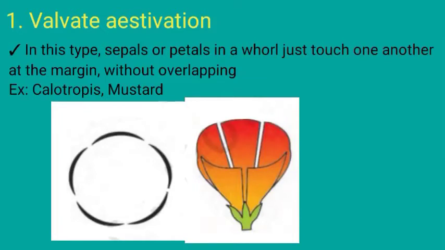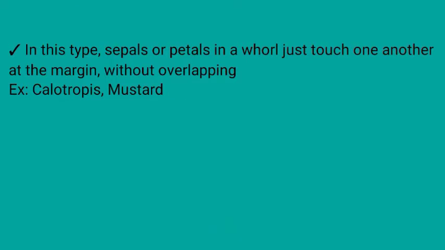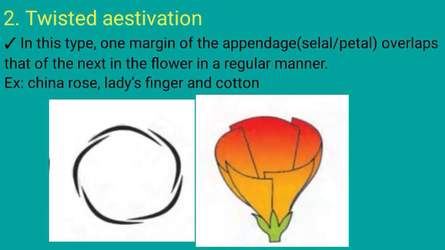Number 1. Valvate estivation. In this type, sepals or petals in a whorl just touch one another at the margin without any overlapping. Example, calotropis and mustard. See the diagrammatic representation. In that also, sepal or petal just contact each other without any overlaps. See this diagram carefully.